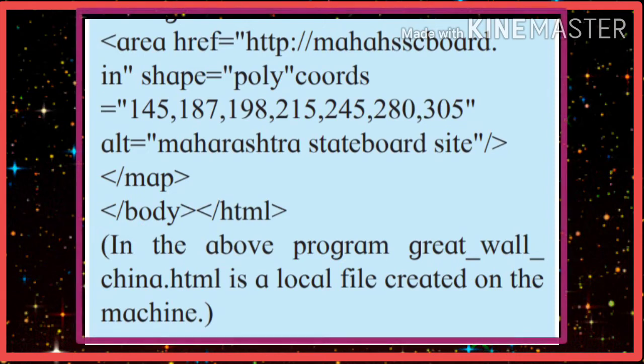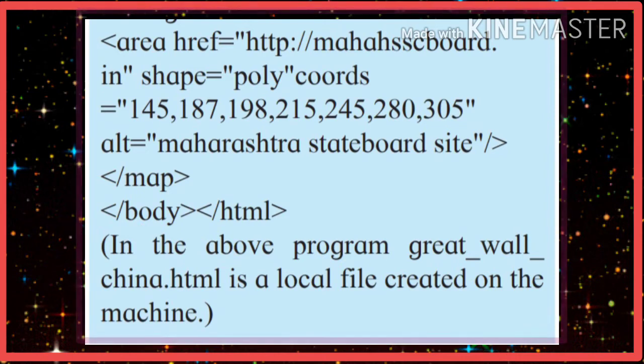As I said earlier, the file greatwallchina.html is a local file created on a local machine. Now save this program, execute it on the browser and see the output. You will get your client side image map with 3 areas: circle, polygon and a rectangle.